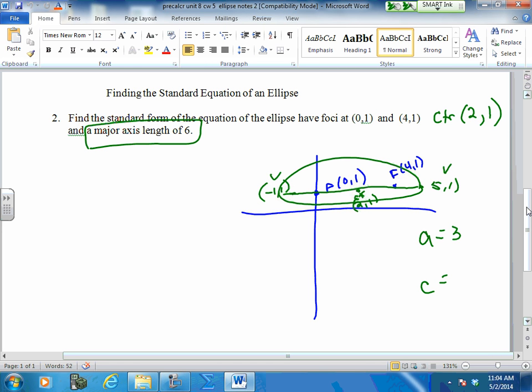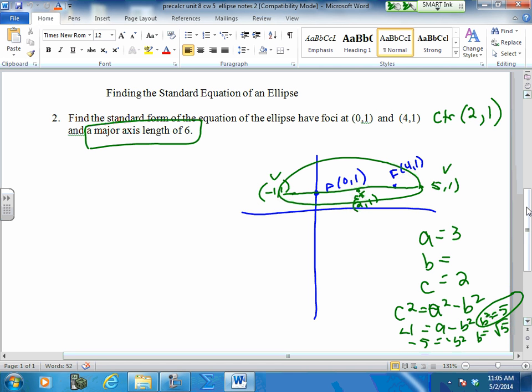I know C. C is how many between my center and my foci points? How many did we say this was? 2. I don't know B. How can I find B? C squared equals A squared minus B squared. We know one little formula that's going to help us out. So 4 is equal to 9 minus B squared. So B squared is equal to 5. Remember this guy. B is equal to radical 5.